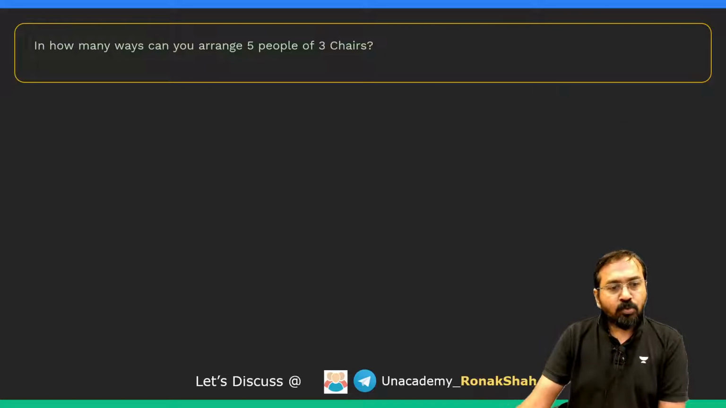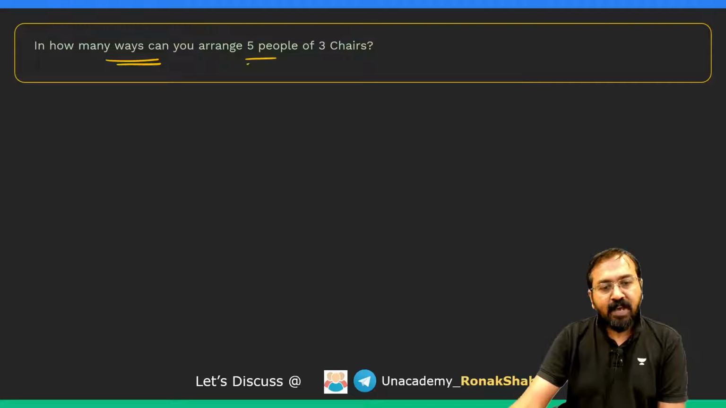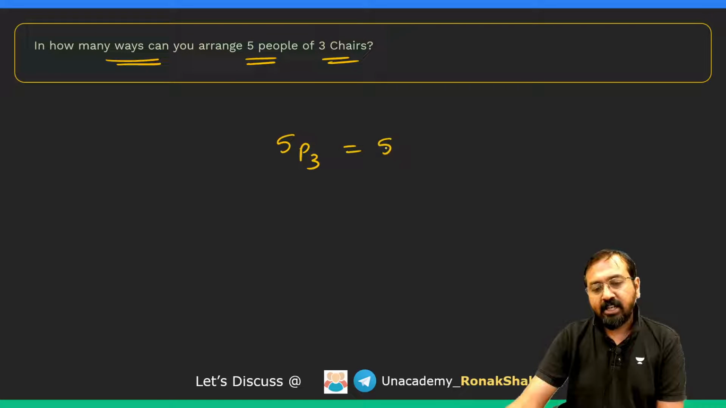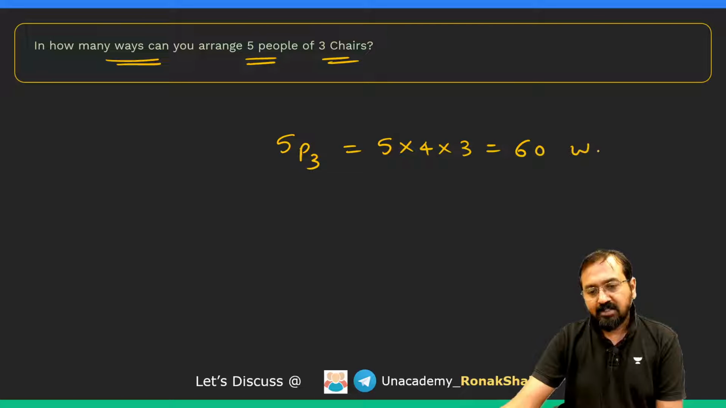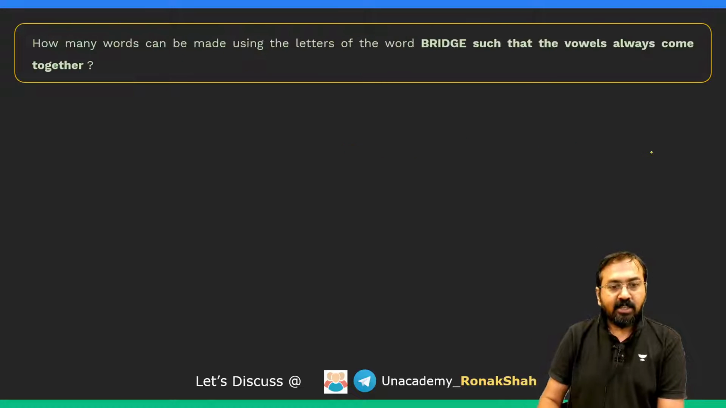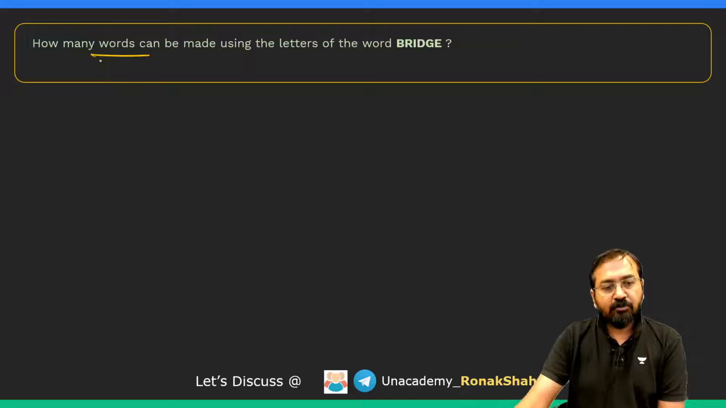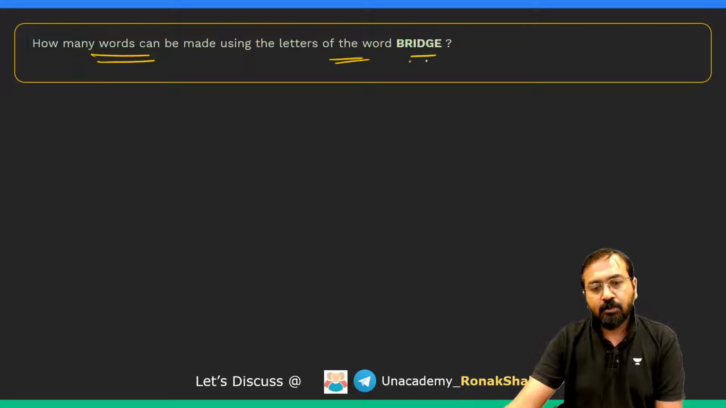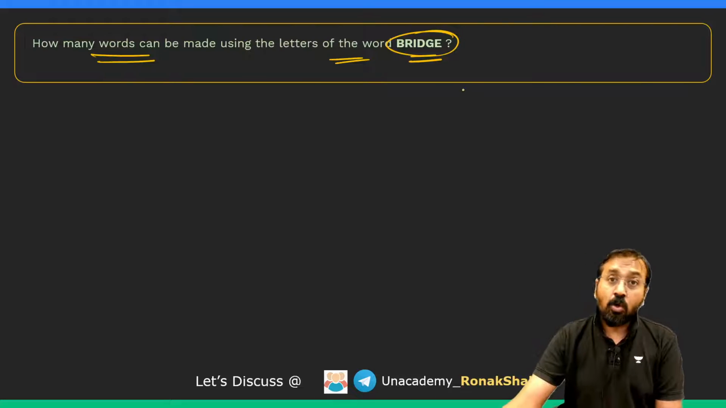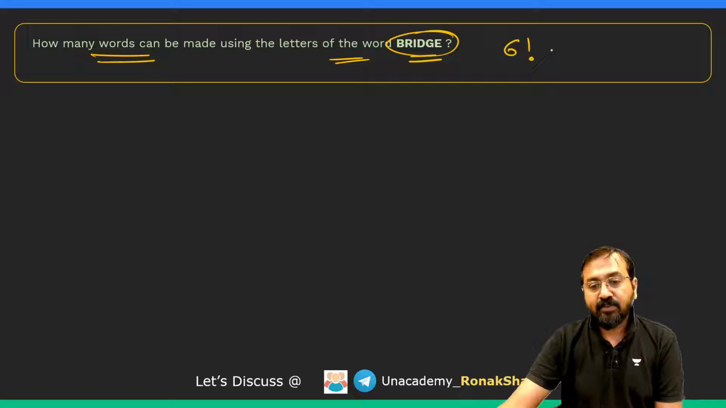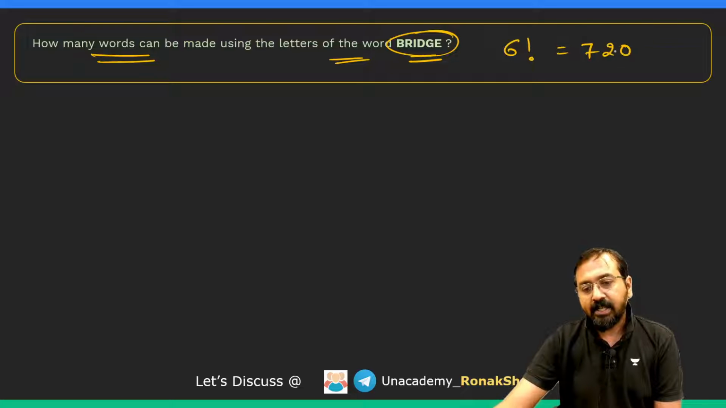Okay, so try this question. In how many ways can you arrange 5 people on 3 chairs? It's very simple. 5 people on 3 chairs can be done in 5P3 ways. If you calculate, it will be 5 into 4 into 3, that is 60 ways. Very simple question, right? Similarly, how many words can be made using the letters of the word bridge? There are 6 letters, all different, so we can create 6 factorial words, that is 720.